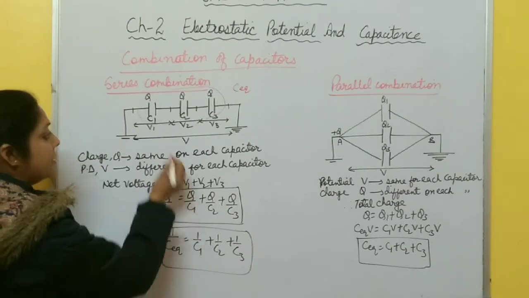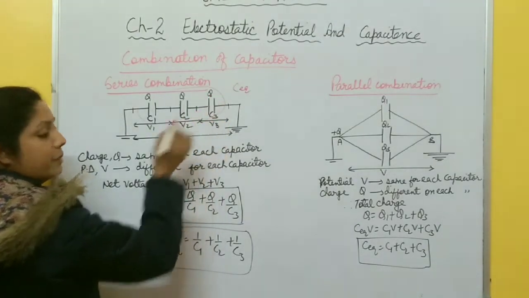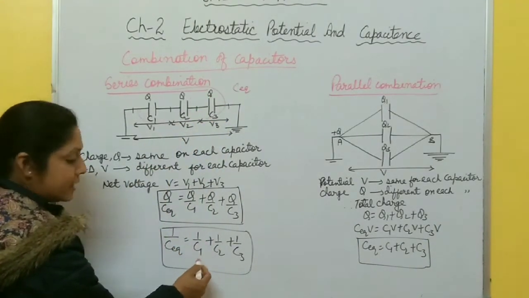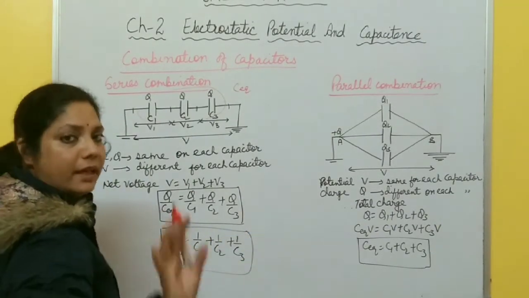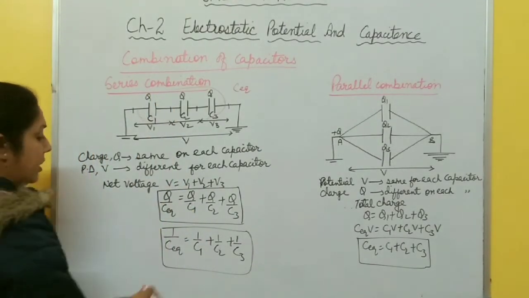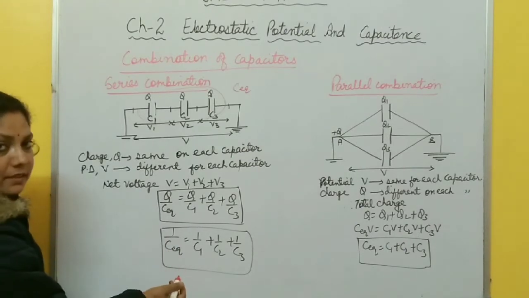V1 is Q by C1. V2 is Q by C2 and V3 is Q by C3. In this way you get the expression 1 by C equivalent equal to 1 by C1 plus 1 by C2 plus 1 by C3 plus dash dash dash n number of capacitors. So in case of series combination, you find from this expression that net capacitance decreases.